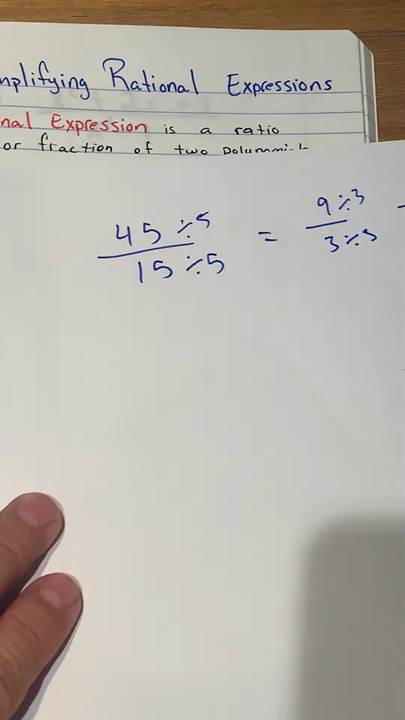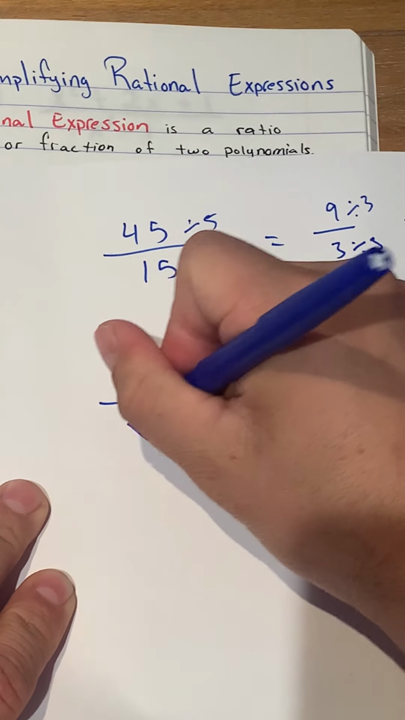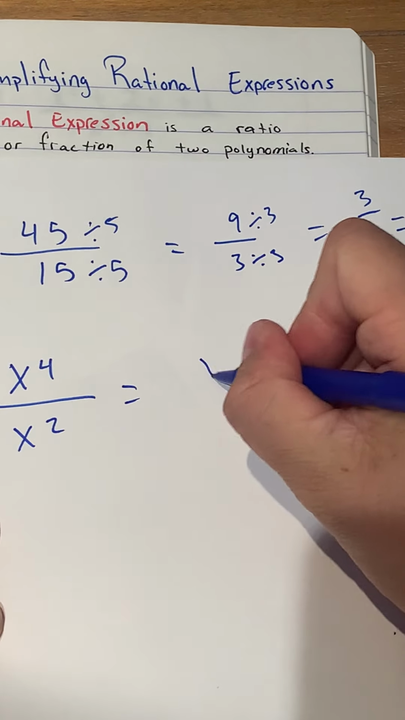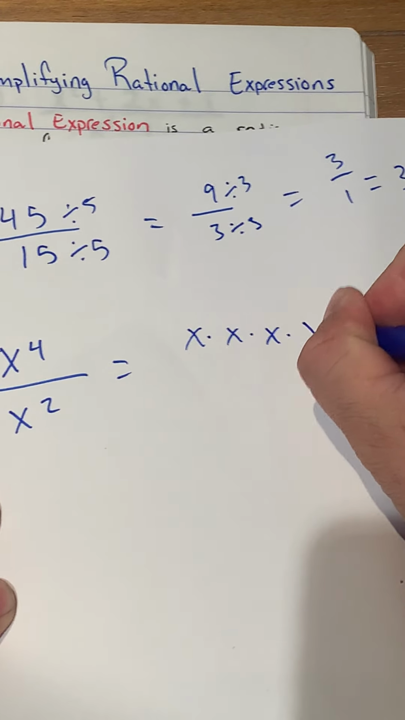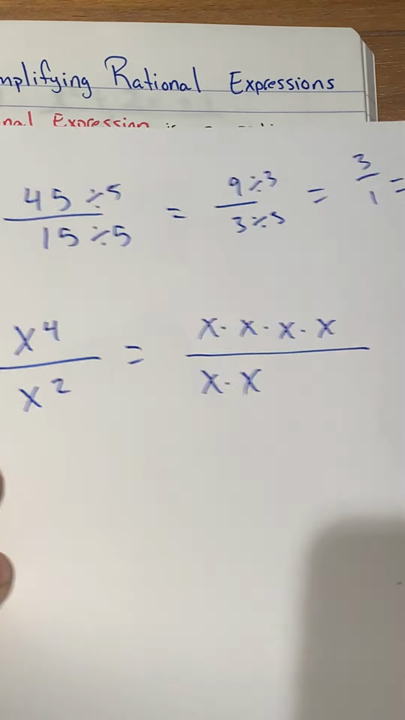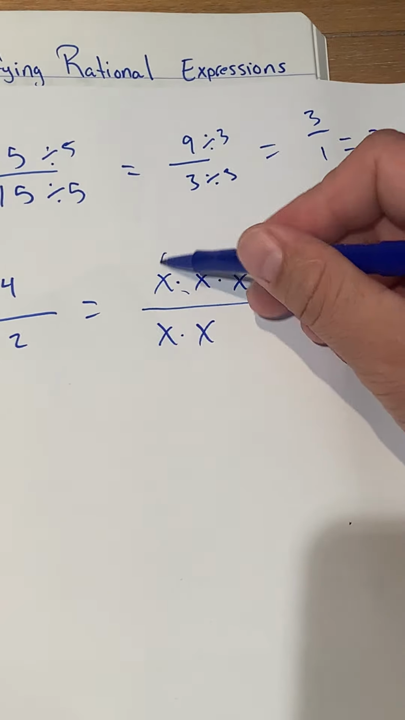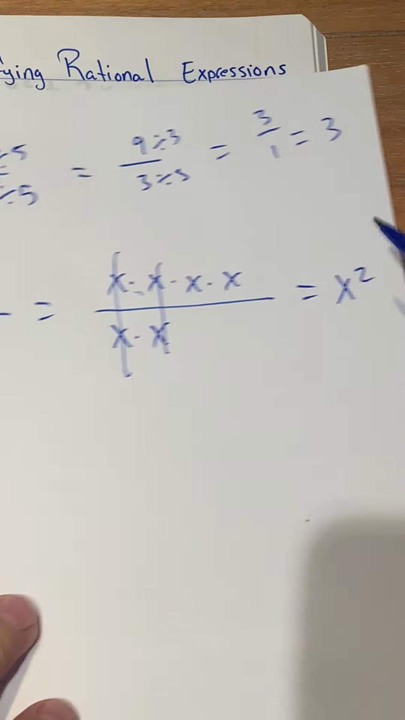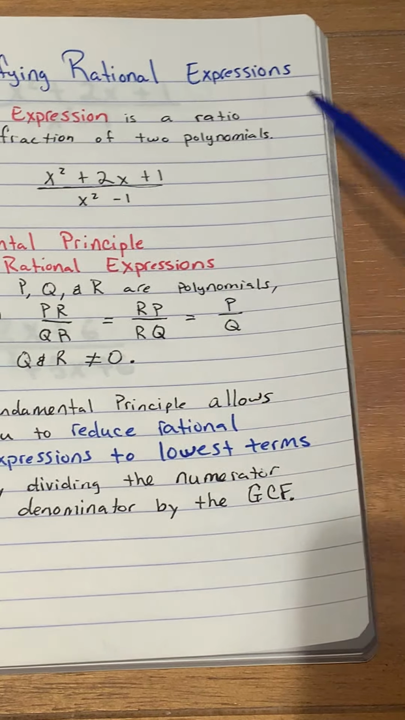Another way you can look at it is, let's say we have x to the fourth divided by x squared. What does that mean? How many x's do we have? We have 4 x's, right? That means x times x times x times x divided by, how many x's do we have at the bottom? x times x. Two of my x's on top will cancel, two of my x's on the bottom will cancel. That gives me just x squared. So this is the same type of concept that we're going to be practicing. However, we're going to be doing polynomials.